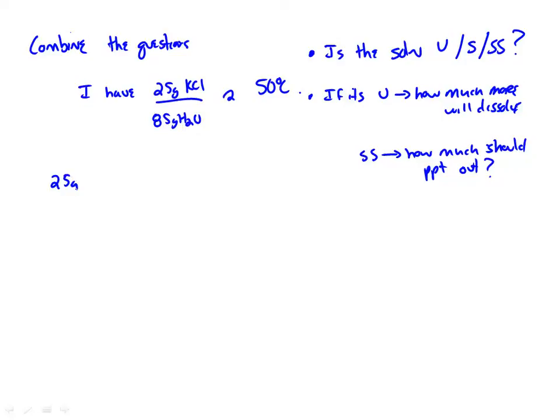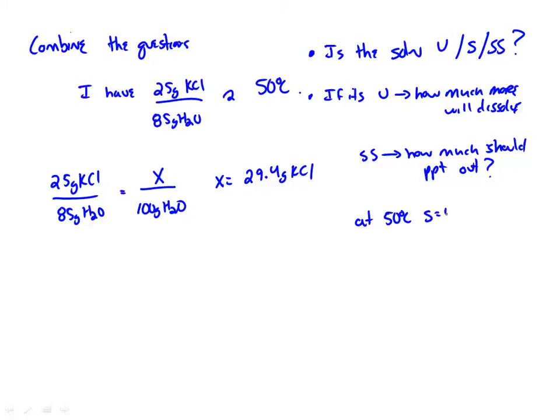And so we'd say 25 grams of KCl all over 85 grams of H2O is the same thing as 100 grams of H2O all over X. Solve for X and I get what? 25 times 100 divided by 85. That's 29.4 grams of KCl. And at 50 degrees Celsius, for KCl, what did we say? It was 43. So at 50 degrees Celsius, saturated equals 43 grams per 100 grams. So is my solution saturated, unsaturated, supersaturated? Yeah, it's unsaturated. And what that means is that I can have more dissolve.